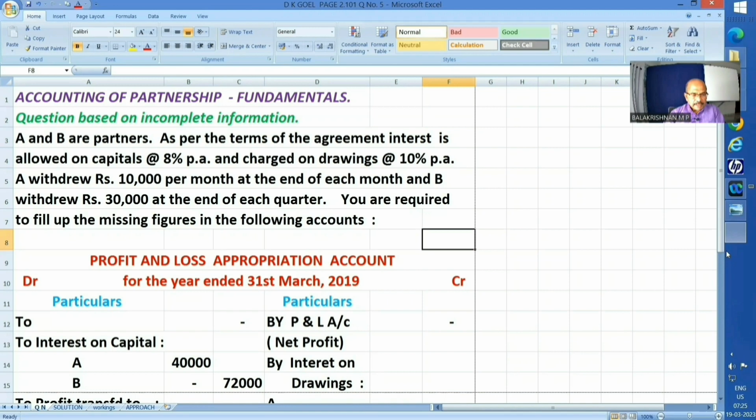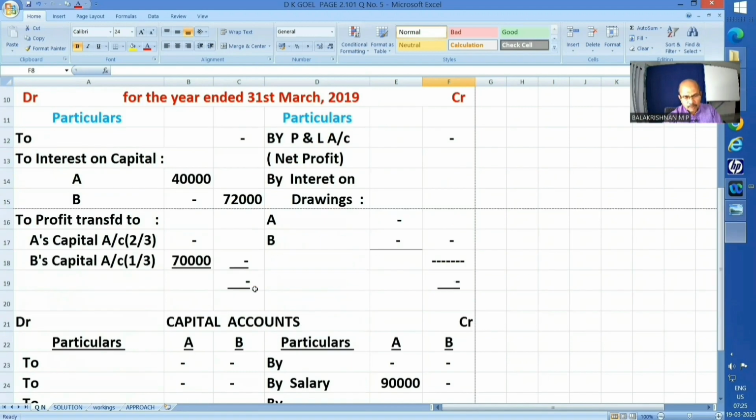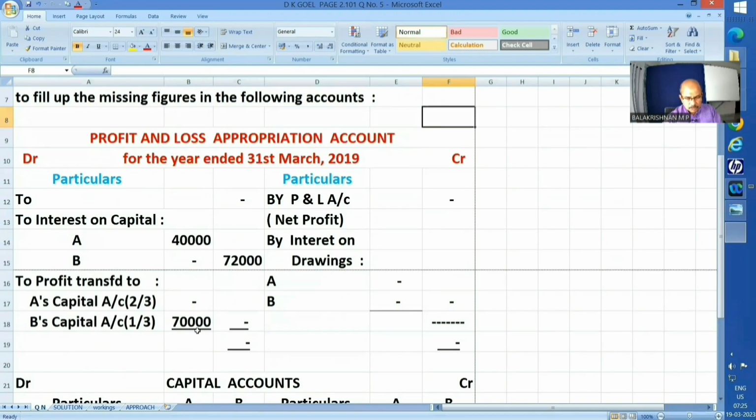So let us deal with one such sum. A and B are partners. As per the terms of agreement, interest is allowed on capitals at 8% per annum and charged on drawings at the rate of 10% per annum. A withdrew rupees 10,000 per month at the end of each month, and B withdrew rupees 30,000 at the end of each quarter. You are required to fill up the missing figures in the following accounts. We have been given a P&L appropriation account for the year ended 31st March 2019, followed by capital accounts as on that date. Only 1, 2, 3, 4 informations are given.